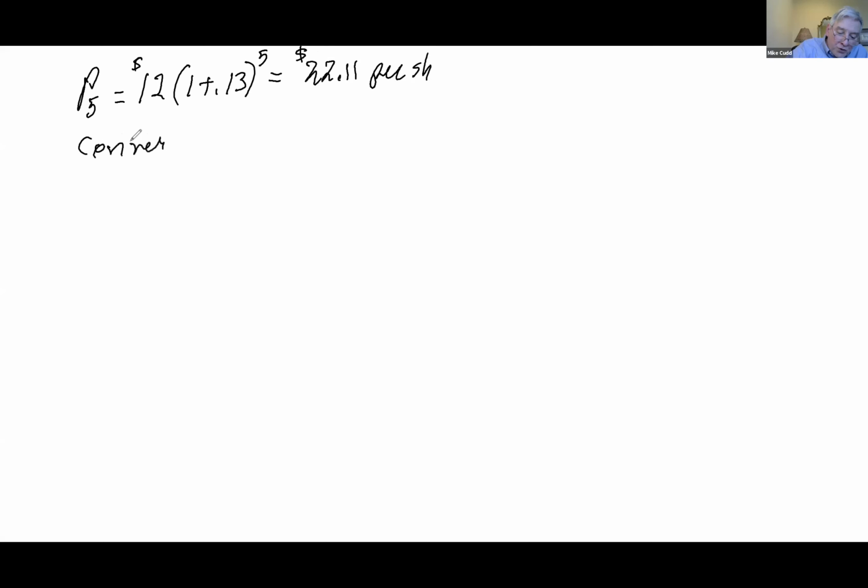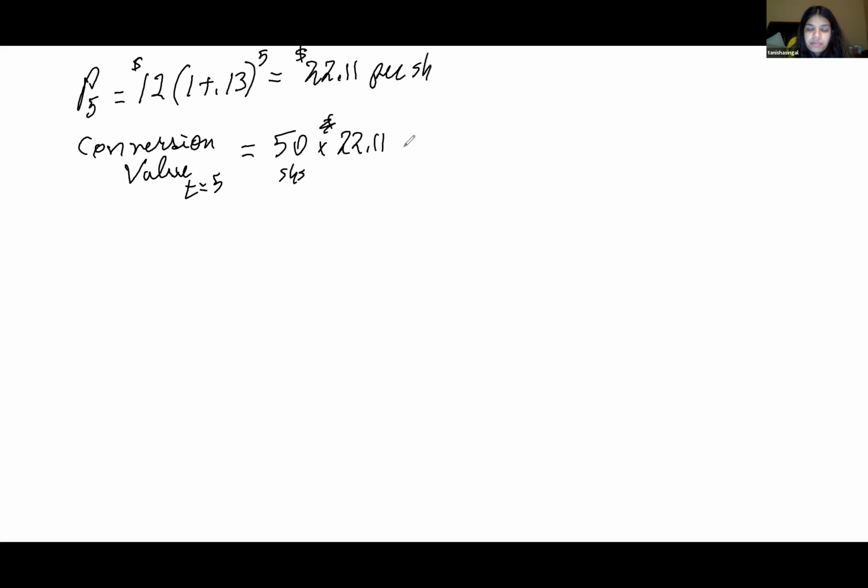So the conversion value just before the bonds would be callable would be 50 times 22.11. And I'm getting 1105 and change.